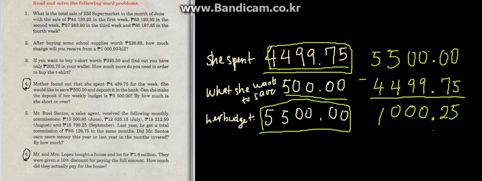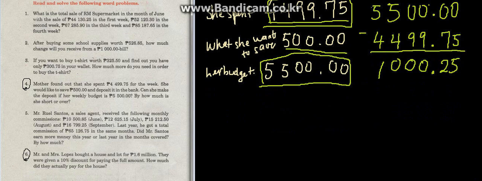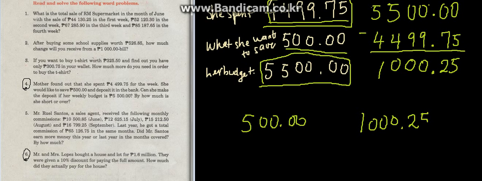But she wants to know if she will be able to save 500 and deposit it in the bank. So now what you have to do is just compare. I'll write down here 500. That's what she wants to save. And this is how much she has. So definitely she has more money. This number is bigger than the other number, right? So that means she will definitely be able to save this much money.